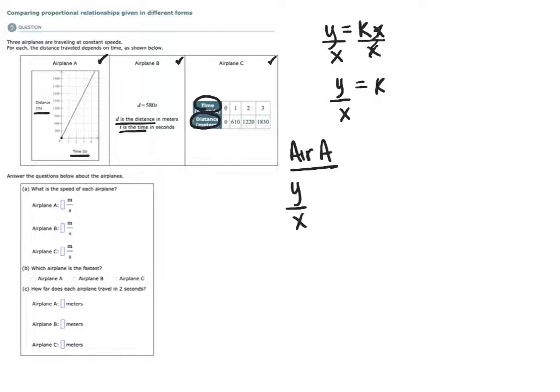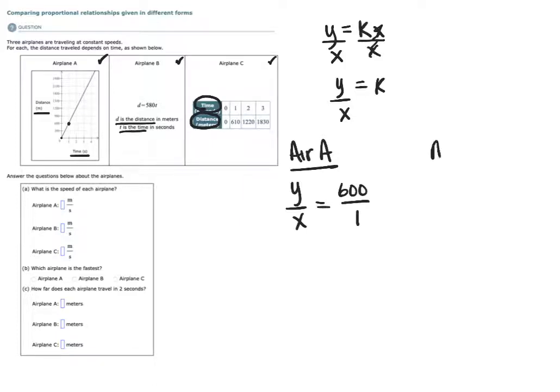I see that there's another point right here on the graph at y equals 600, x equals 1. So I can say y is 600 and x equals 1. Excuse me, that is x equals 1. There we go. And the reason I want to try to get it to a unit rate of 1 in my denominator is so that I'll be able to better compare all three airplanes.